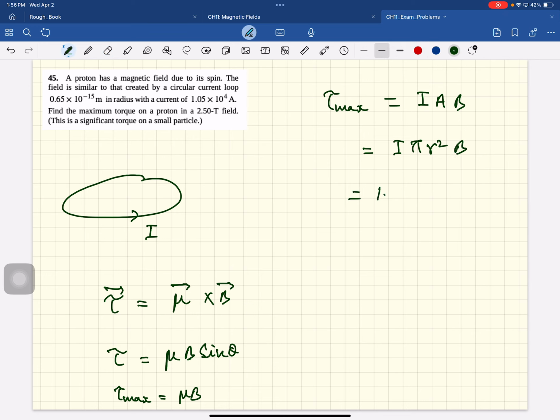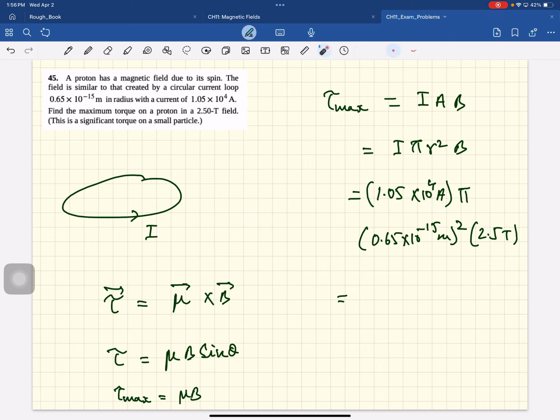So now we can put in all these values: 1.4 times 10 to the 4 amps, pi r squared with r equal to 0.65 times 10 to the minus 15 meters, squared, and the field is 2.5 Tesla. All right, so that's 10 to the minus 30 plus 4, 10 to the minus 26. This is a torque, so it'll work out to Newton meters. And the rest is 1.05 times 0.65 squared times 2.5.